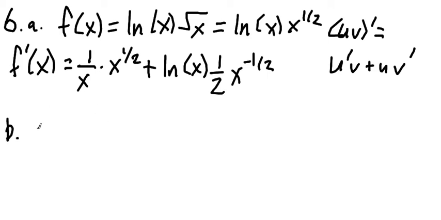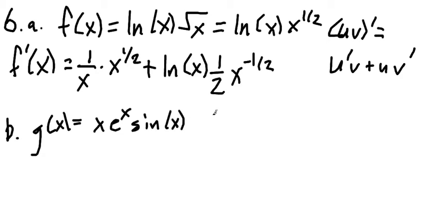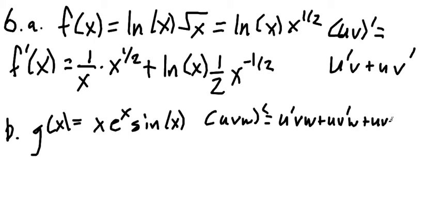Okay, B is a little bit harder because I give you g of x is equal to a product of 3 things, x times e to the x times sine of x. So let's just recall that the product rule generalizes to products of an arbitrary number of factors as follows. To take the derivative of u v w, it's u prime times v w plus u times v prime w plus u v w prime. So I get to take the derivative of each factor one at a time, and I leave the other guys alone, and I add the results together.